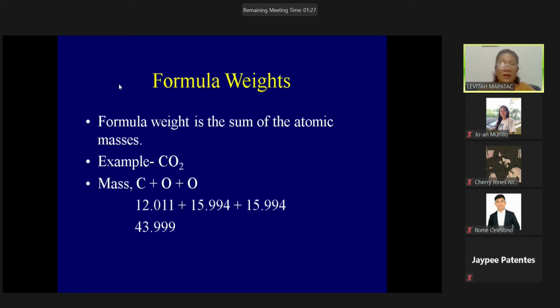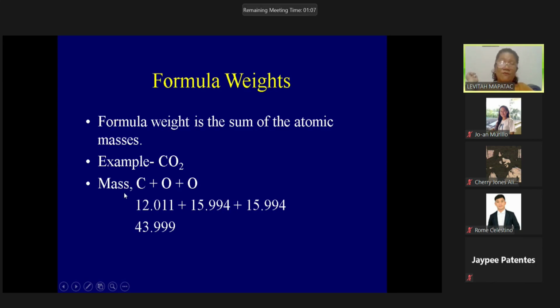So let us move on to formula weight. We had already discussed this in the first chapter. What is formula weight? It is the sum of the atomic masses. So for instance, carbon, which has one atom, oxygen has two atoms, and the name of this is carbon dioxide.